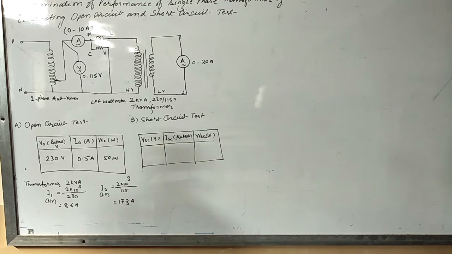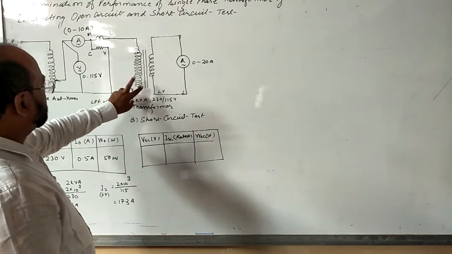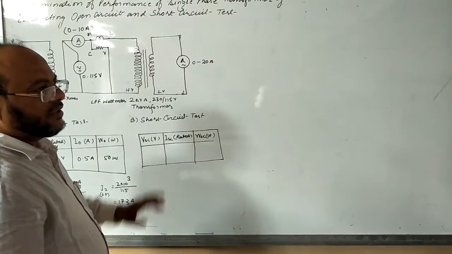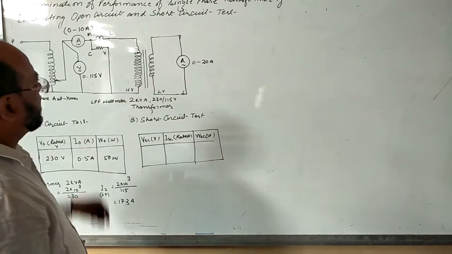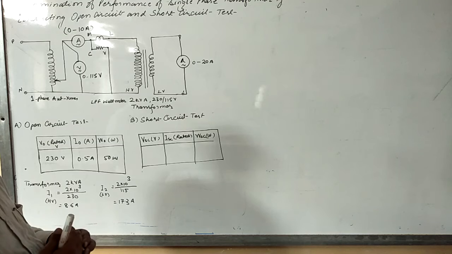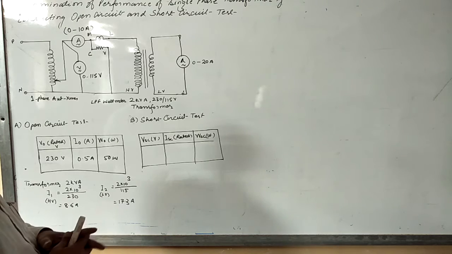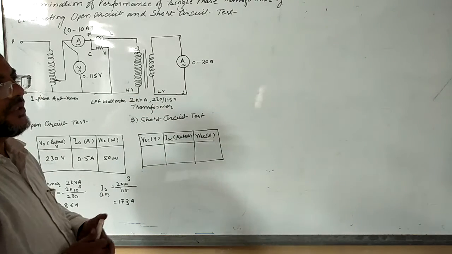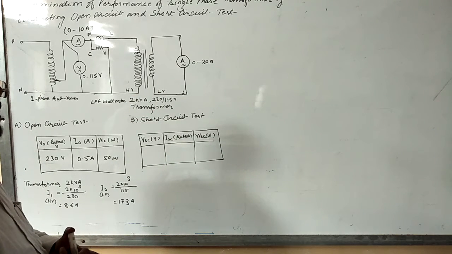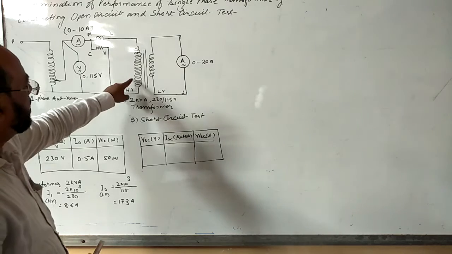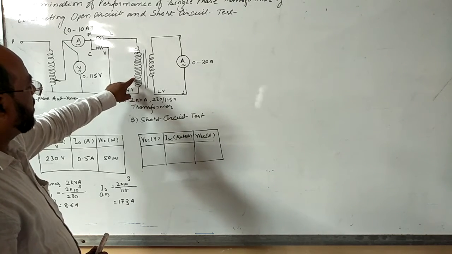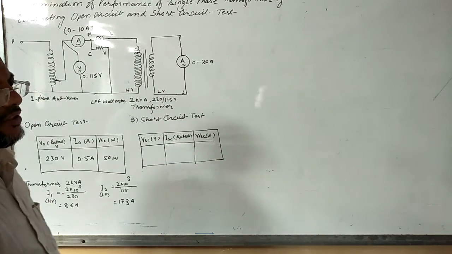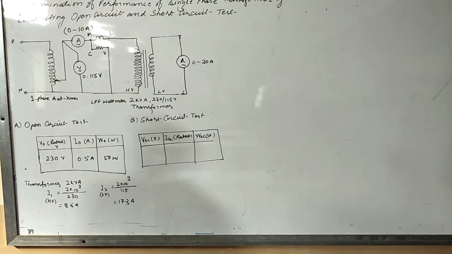But what are the precautions? Now see here, we have not swapped the LV winding and HV winding; the LV winding is connected with the instruments, because it is a small transformer, no doubt. But for a higher capacity transformer, the open circuit test is carried out on the LV side and the short circuit test on the HV side. Okay, so we have not replaced it here.